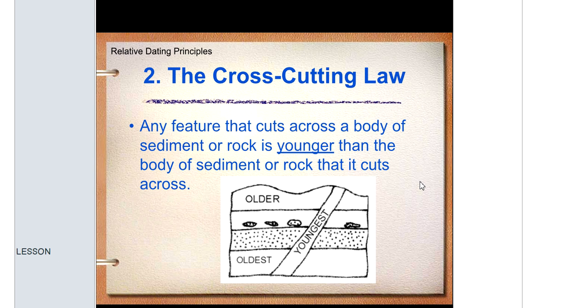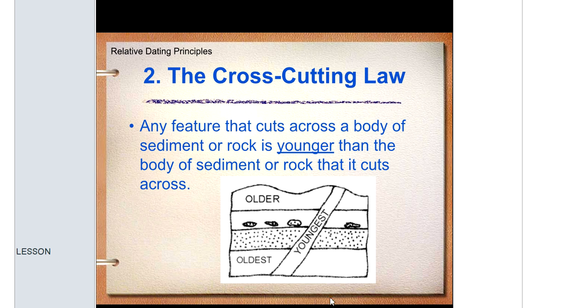Number 2, the cross-cutting law. So any feature that cuts across a body of sediment or rock is younger than the body of sediment or rock that it cuts across. What does that mean? That means if something's cutting across something else, the something else is the older, and the something cutting across is the youngest.